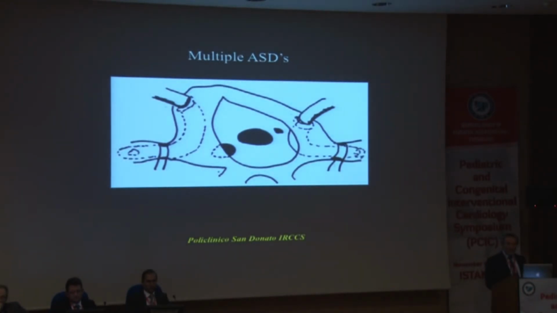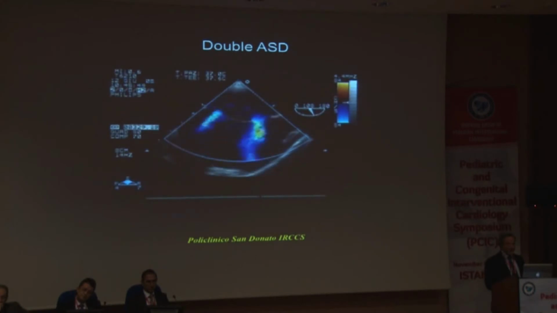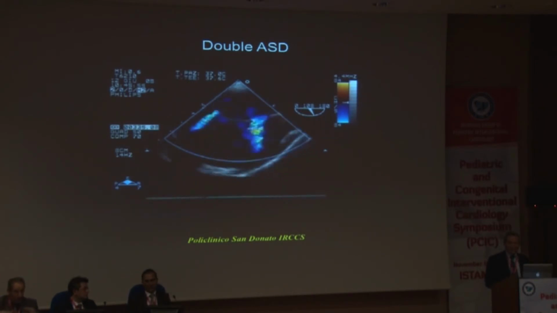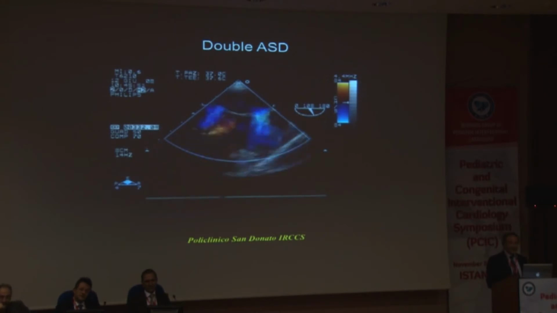Well, multiple ASDs is a rather different situation, as shown in this transesophageal echo of this patient, where you can see very nicely two jets across the atrial septum with a fairly large distance between the two holes. In this particular case, there is no way to close these defects with a single device.